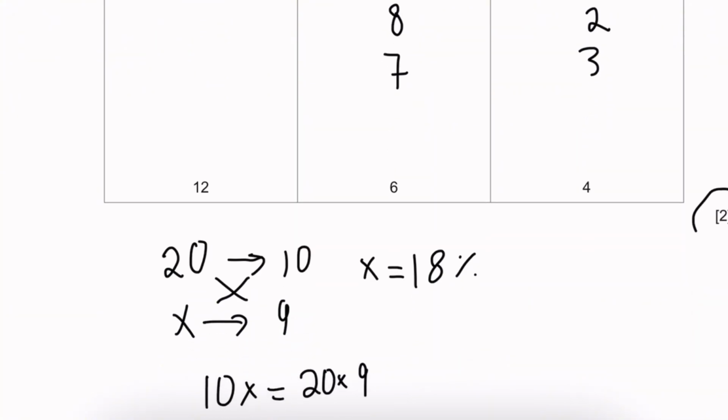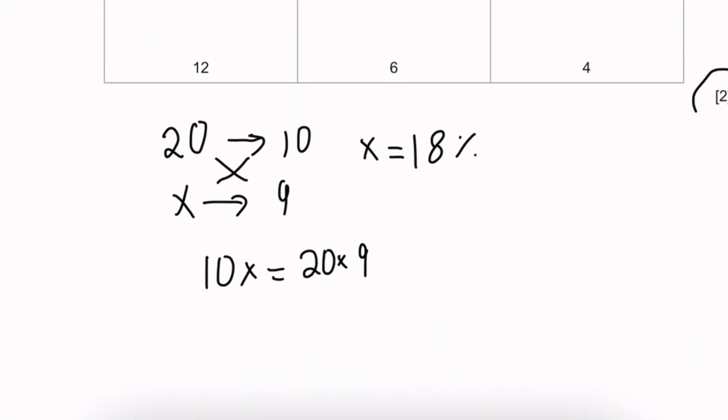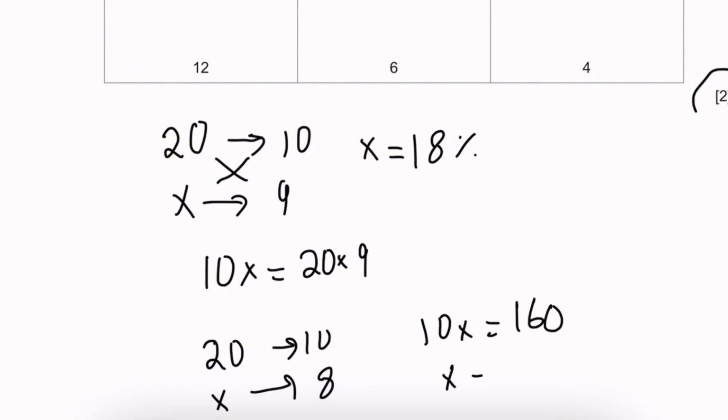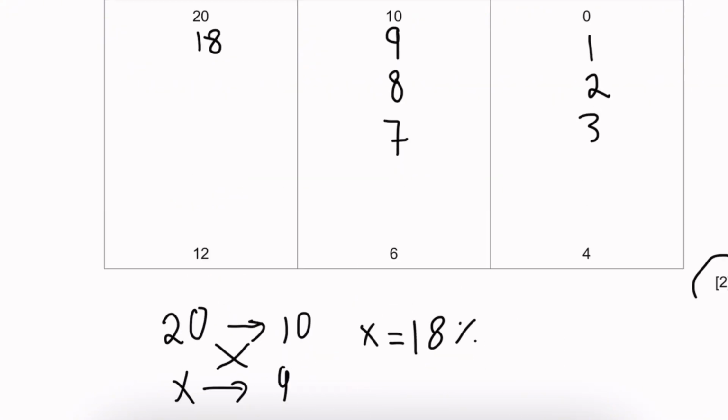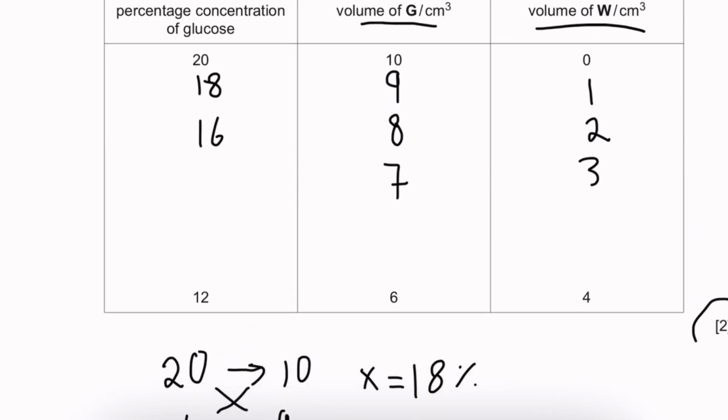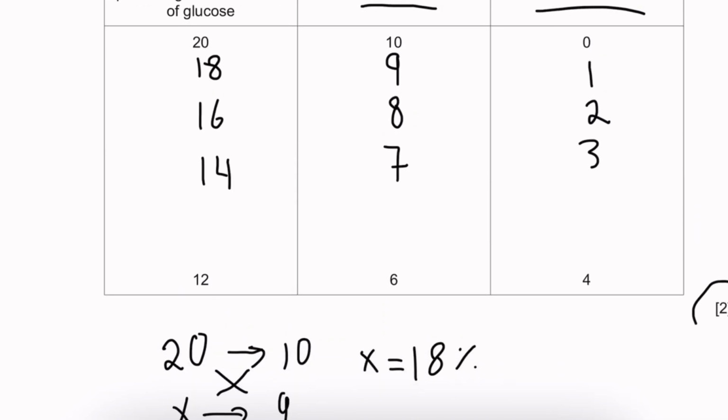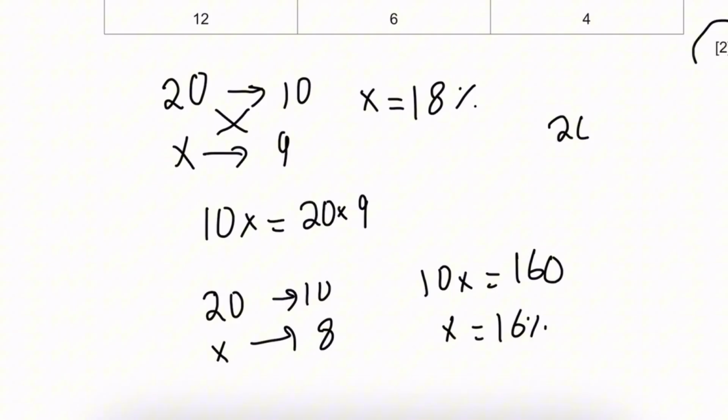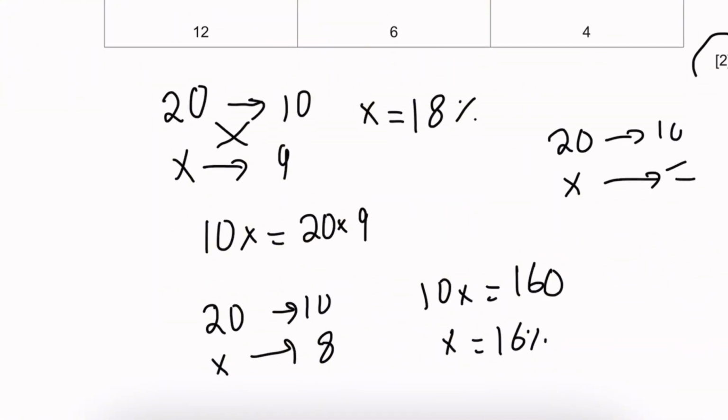Then you have 8 and 2. So same situation, 20 to 10, x to 8. So 10x equals 160, x equals 16%. So this would be 16, and according to this trend, this would also be 14. However, let's make sure by calculating 20, 10, x to 7. So you're going to have 140 equals 10x and x being equal to 14.